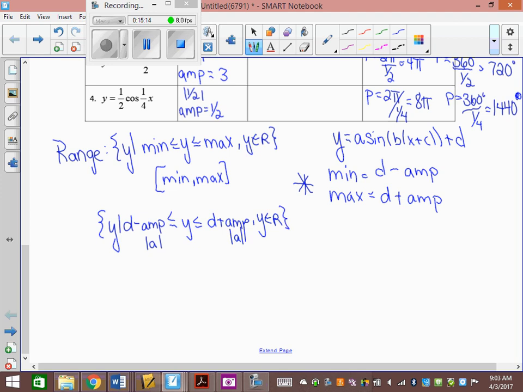So if I have that middle line and I add my amplitude to it, I'll get to my maximum. If I have that middle line and I subtract my amplitude from it, I get to my minimum. Because the amplitude is the distance away from that midline, from the middle, right?